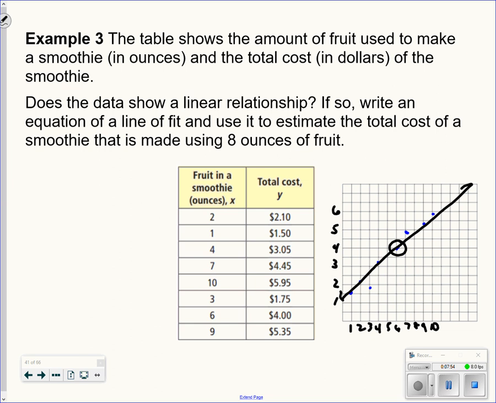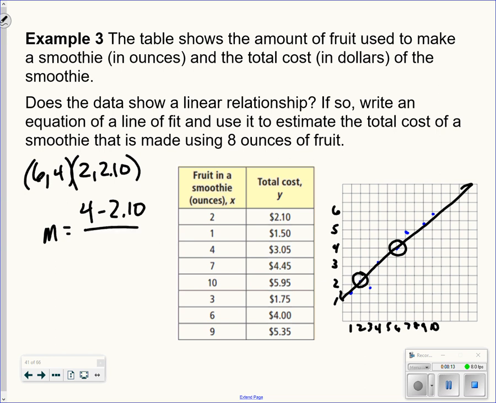So it looks like this one looks like a good one. And how about this one down here? So the 2 points that I picked were 6, 4, and 2, 210. So I'm going to get a slope here. So y minus y over x minus x. So 4 minus 2.10 would be 1.90, sorry, over 4. So I'm getting a 0.475 slope.